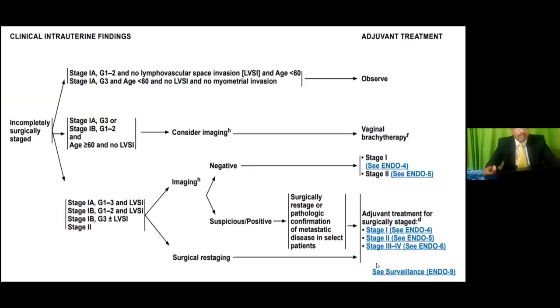If there is an incomplete surgical staging, then if it is stage 1A grade 1 to grade 2, no lymphovascular invasion, and the stage 1A grade 3 and the age less than 60 with no lymphovascular invasion, no myometrial invasion, again the management is to observe. And in the stage 1A grade 3 or 1B grade 1 to grade 2 and greater than 60 with no lymphovascular invasion, we consider the imaging and prefer further vaginal brachytherapy. And similarly, as discussed previously, the management will be the same for stage 1A, 1B, grade 1 to grade 2 with the lymphovascular invasions and all. Depending upon the imaging and the surgical restaging, the management will be there.